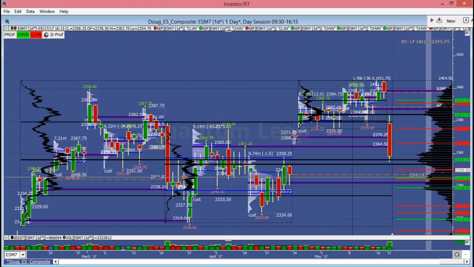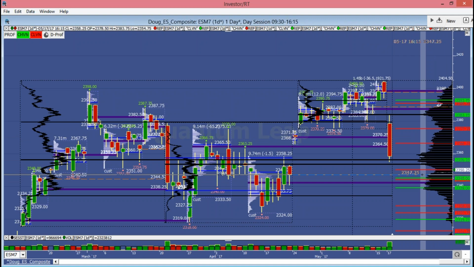Below us, we've got 45. We've got a naked close here at 47.25. That'll be your first target. And then we've got the 45 and, of course, the 42.50 area.